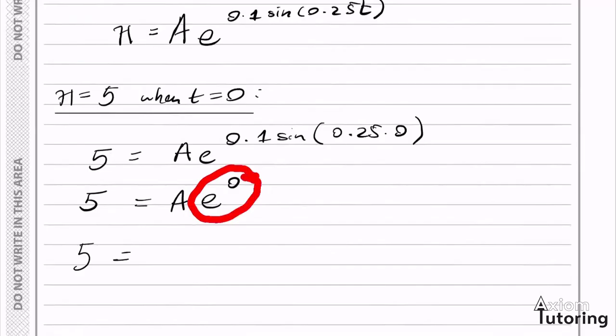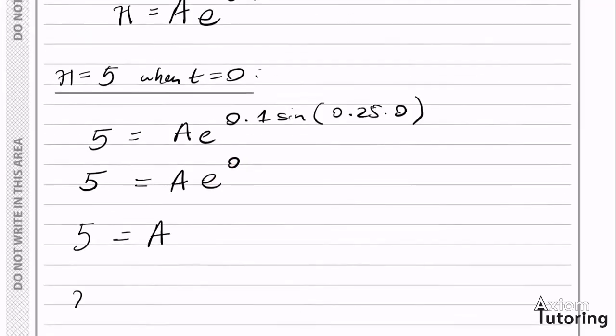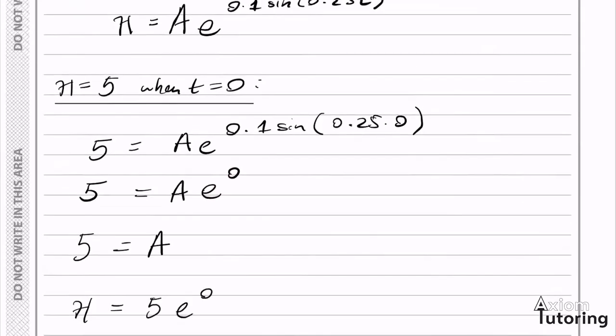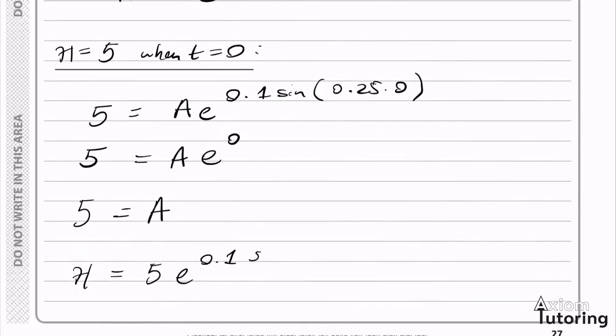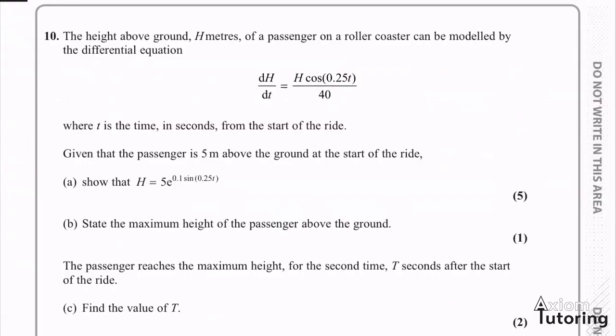Whenever you raise any number to the power of 0, that becomes 1. So then 5 is our constant value a. So a is 5. Now if we plug that in to our expression for h, we get h equals 5e to the 0.1 sine of 0.25t. Let's have a look if that's what we got. And that's exactly what we needed to get. So that's how you would do part A.